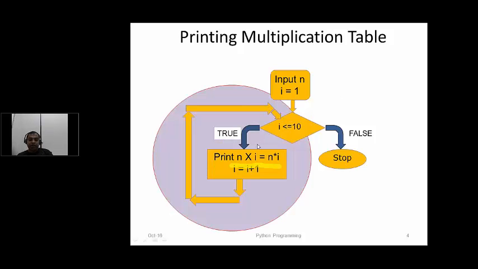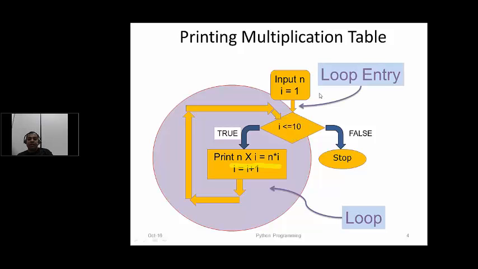So what we are doing here in this circular region, the region which I have put inside the purple circle, is what is called a loop. This includes testing for a certain condition, and if this condition is satisfied, then doing certain operations. The point where we first do the test of the condition is called loop entry, and the point when we come out of the loop is called loop exit.